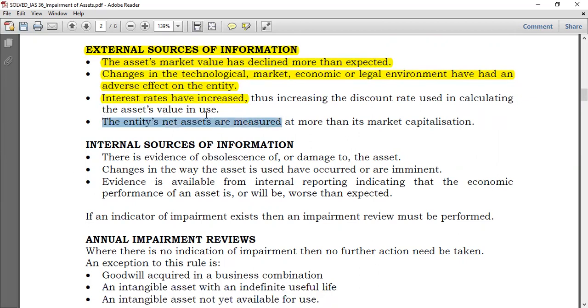Also, the entity's net assets are measured at more than its market capitalization. Let's say the net assets of the entity are measured actually at more than the value of equity. You know, net assets equals equity.